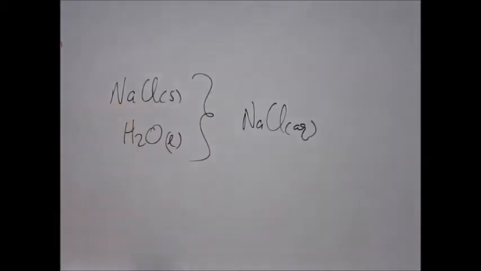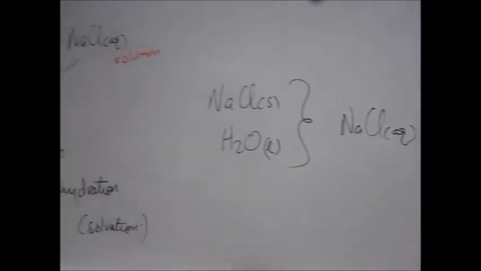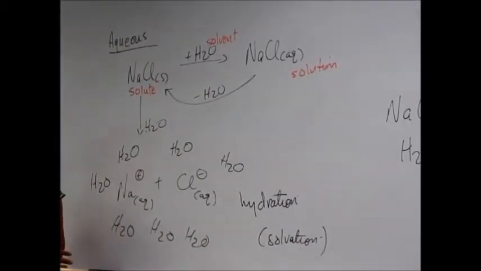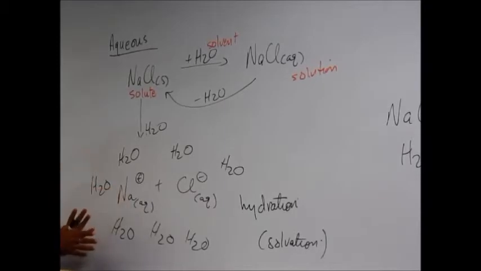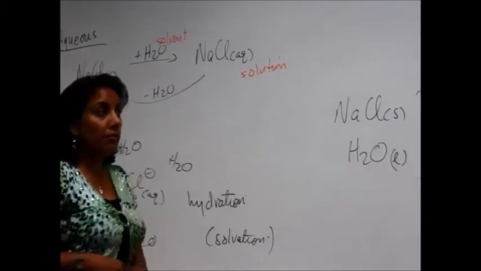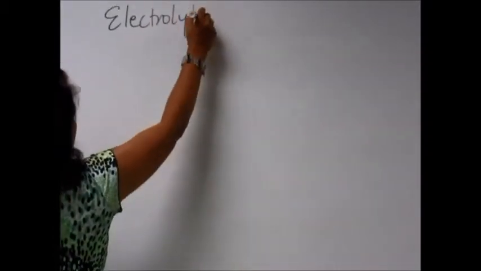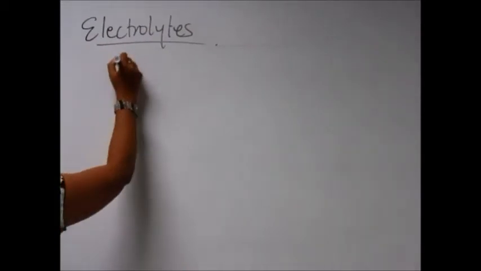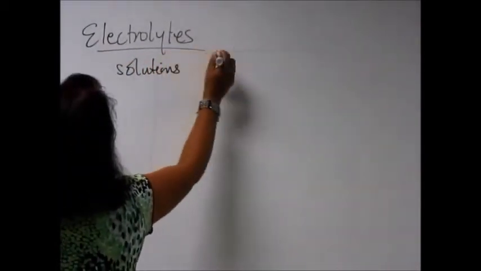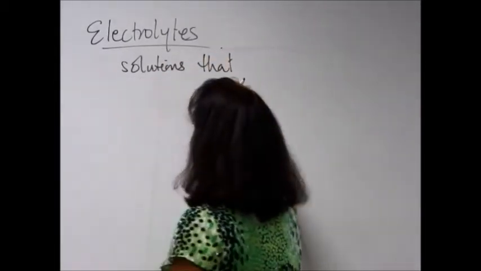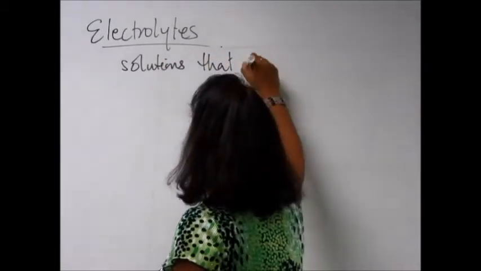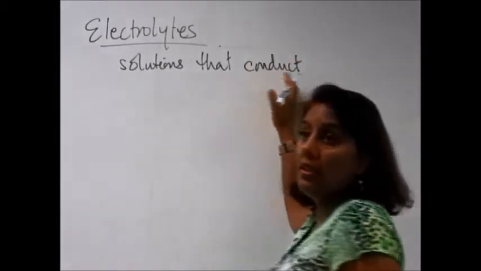In the sodium chloride solid, were there any ions? There are ions, but it's neutral, right? Electrically neutral. But when you look at NaCl as aqueous, now you can clearly see the ions in there. So now this is going to be a little bit different. The first part of our chapter here is about electrolytes. And electrolytes are solutions or solvents, whatever it could be, that conduct, anyone? Electricity.